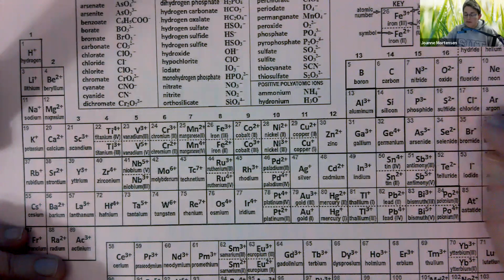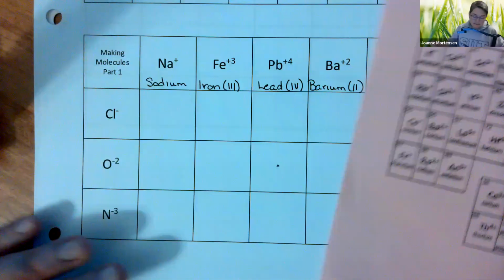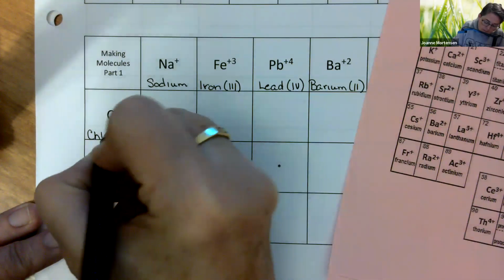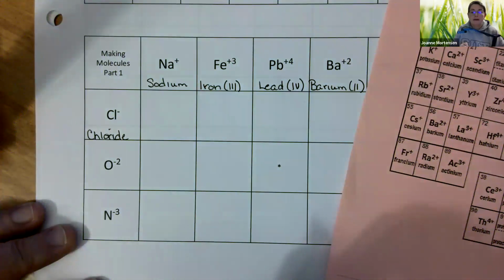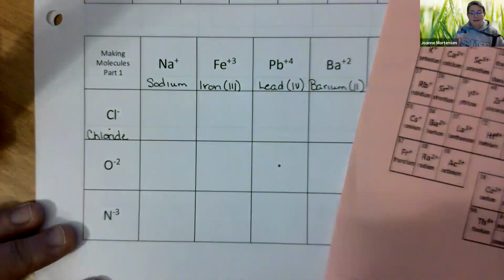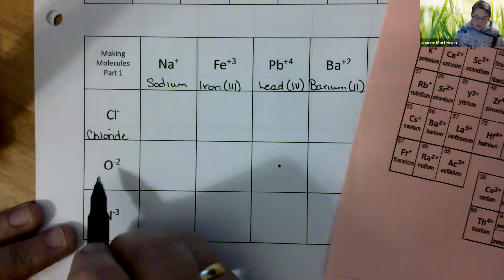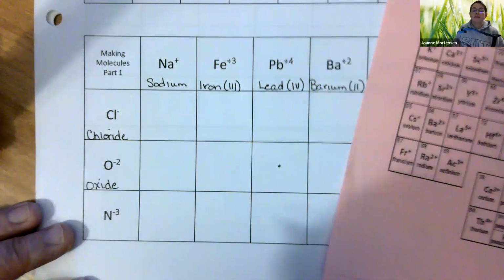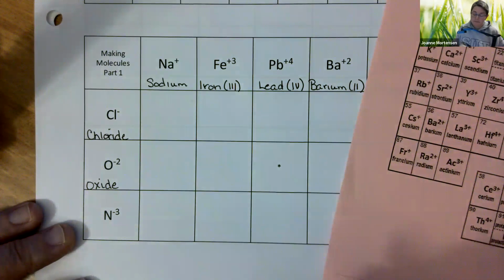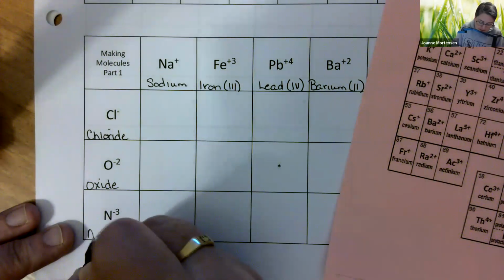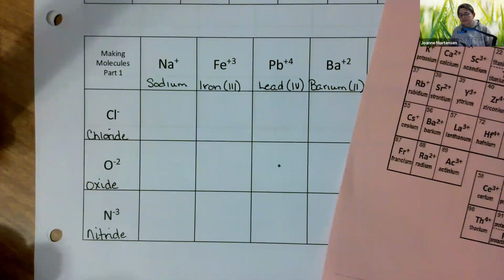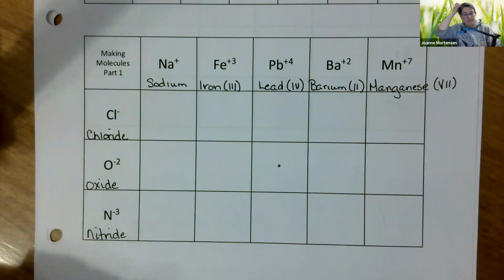So chlorine, when it becomes an ion, becomes chloride. As in sodium chloride, which you know is table salt. O-2 becomes oxide. Perhaps you've heard of carbon dioxide, huh? And nitrogen becomes nitride. Not really as common as the other two. Okay, so that's number 1.